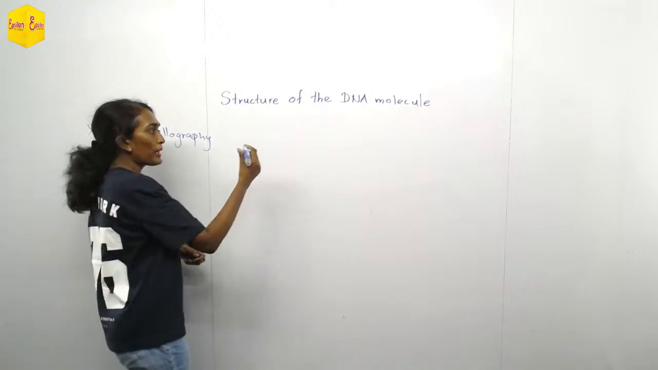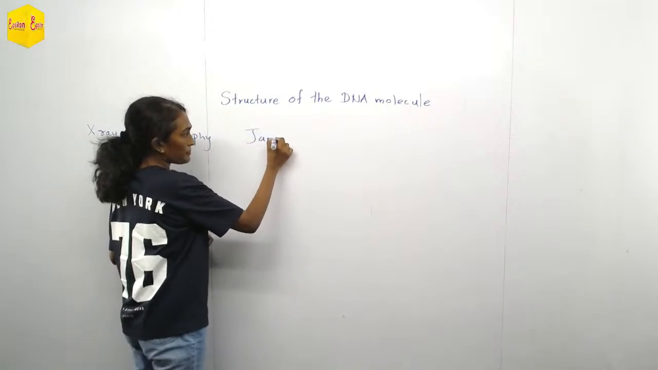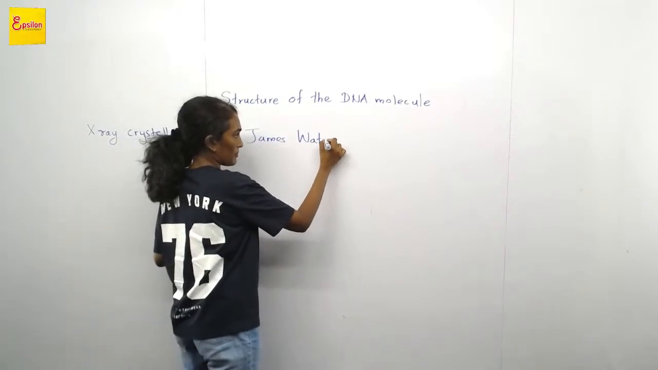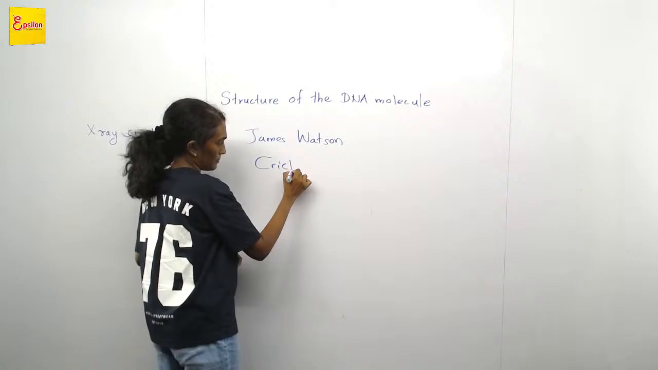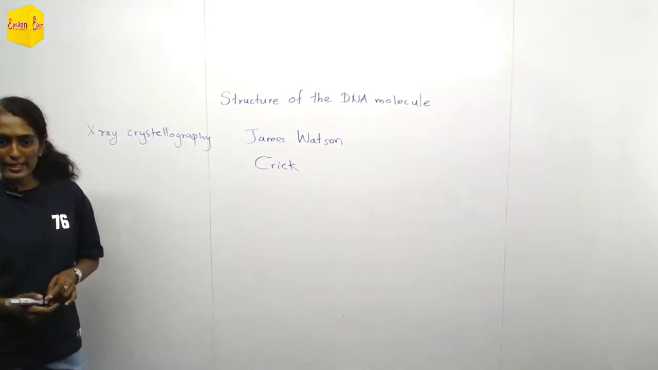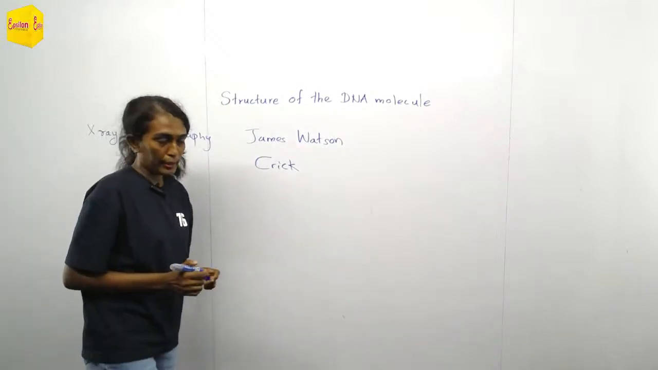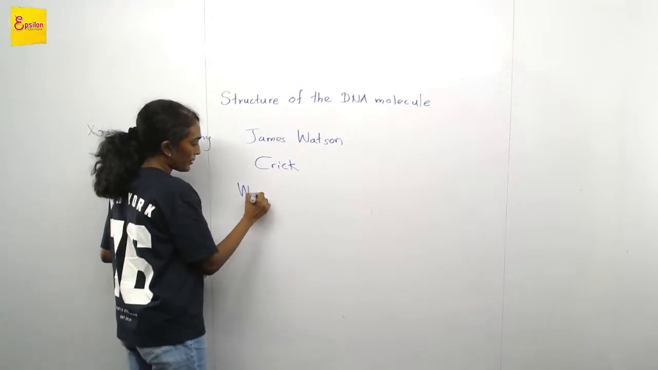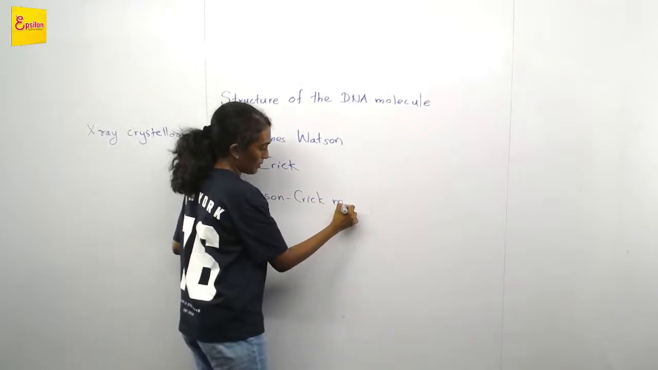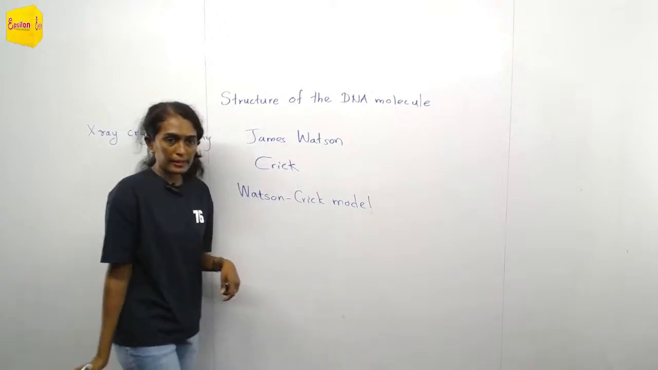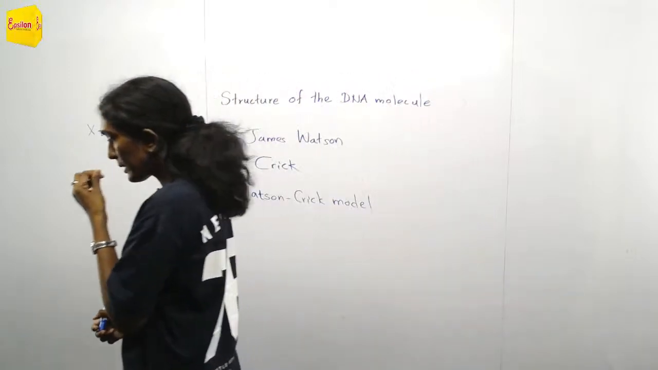The scientists involved in this are James Watson and Crick. Those two scientists developed a model to describe the structure of the DNA molecule. We call it the Watson-Crick model. All right? Let's go to the questions first, then I'll describe the structure. Go to the question there.